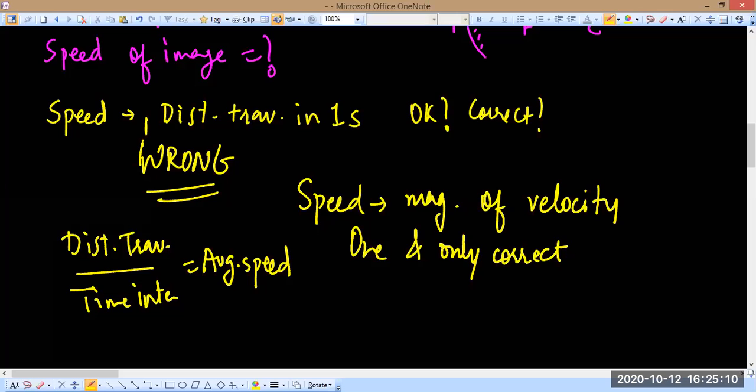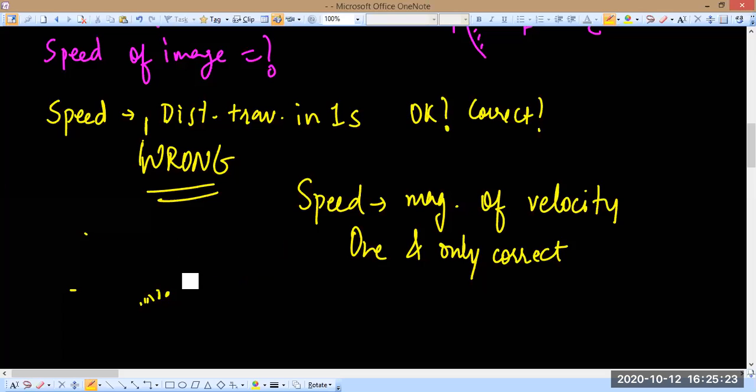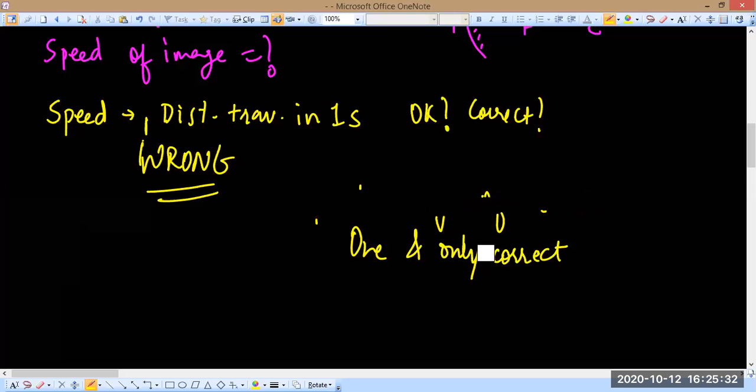Okay, but in this question they have done it, right? Let me tell you, in this question they have actually taken speed as how much is the distance traveled in 1 second, right? They have taken speed as how much is the distance traveled in 1 second.